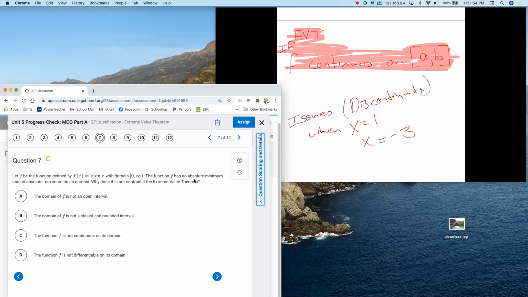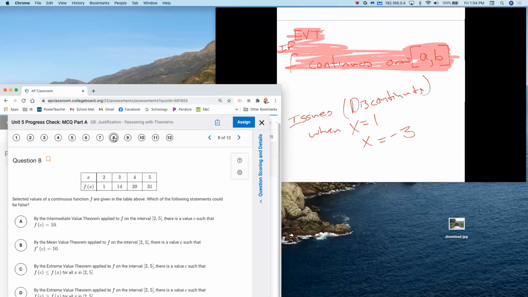And notice that this is an open interval right here. So that's why it doesn't contradict it, because you can't even really use the extreme value theorem if f is not a closed bounded interval. Okay. Any questions on that? So all 3 of these first questions that I just answered really have to do with that if part being super, super important.